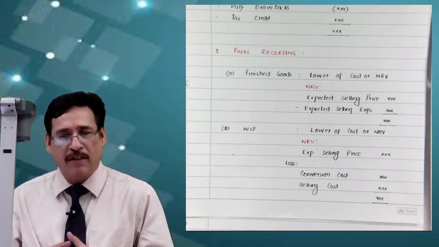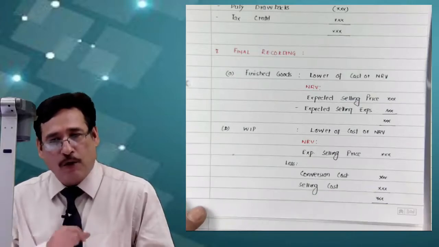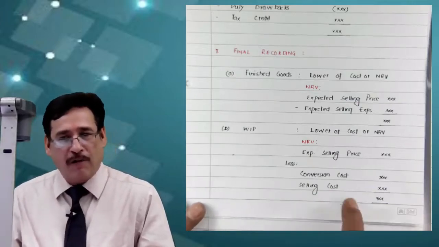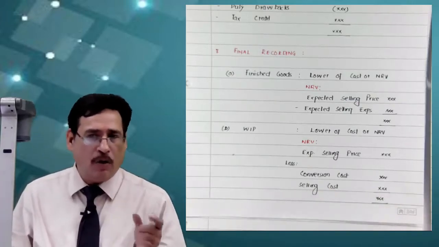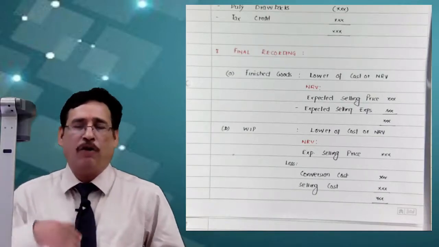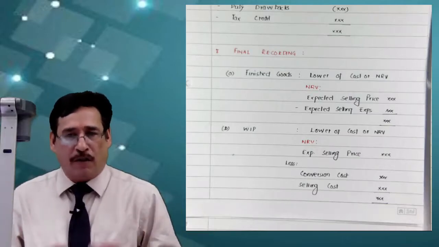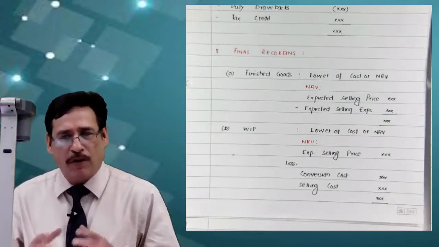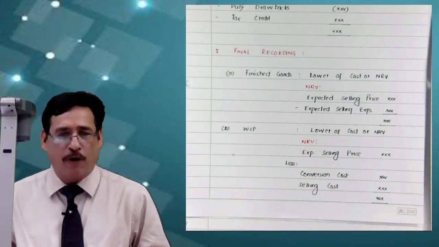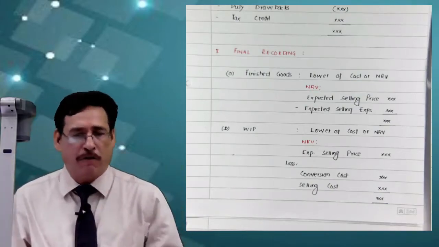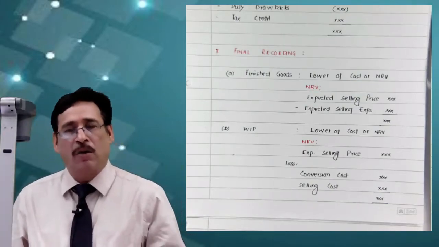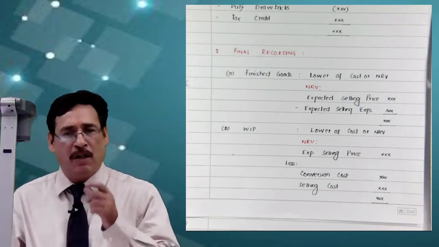Caution in the sense that while computing NRV in case of work in progress, from the expected selling price, not only selling cost will have to be subtracted, but you will also have to subtract what we call conversion cost. The conversion cost is very simple because these goods are still in the process of production. Unless and until they are converted into finished stock, they cannot be sold. So obviously we may have to incur some conversion costs.